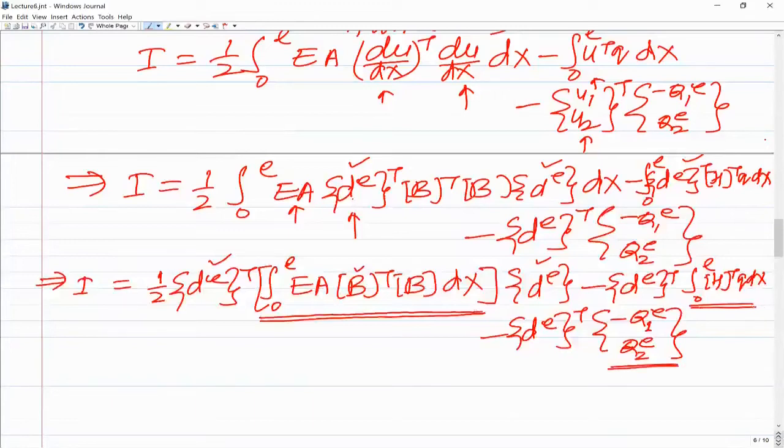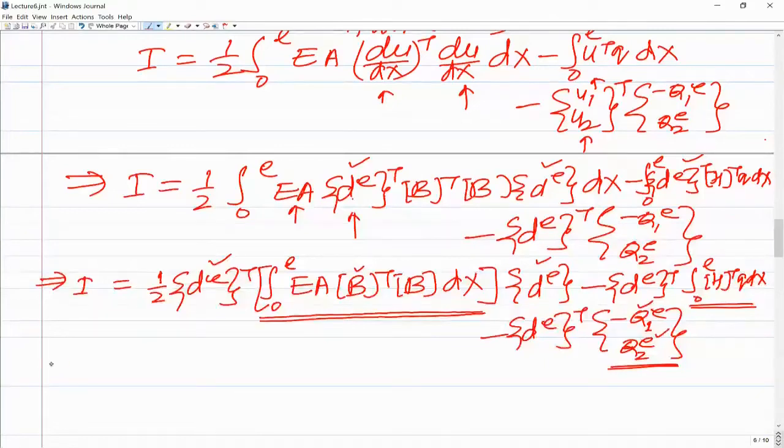Why internal? Because this is coming from the forces exerted by the adjacent elements. So when you take the eth element, there would be the (e+1)th element on the right and the (e-1)th element on the left, so they are exerting forces on this. This is the force exerted by the (e-1)th element on the left, and this is the force exerted by the (e+1)th element on the right. So this is known as the internal force vector.